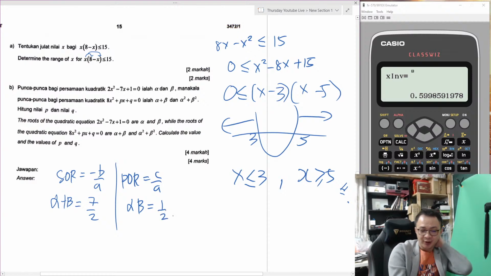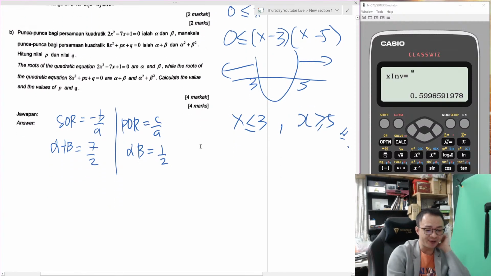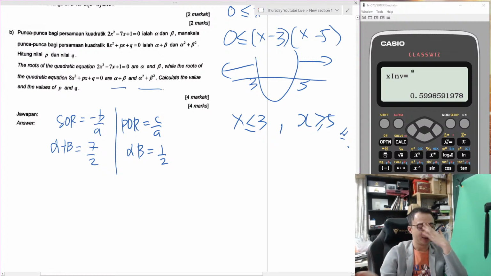Then we have a new equation. This new equation has a new sum of roots. The roots are alpha plus beta and alpha square plus beta square. So my sum of roots here is both of them. Right now I have alpha plus beta is 7 over 2, which is very easy, but I do not have alpha square plus beta square.